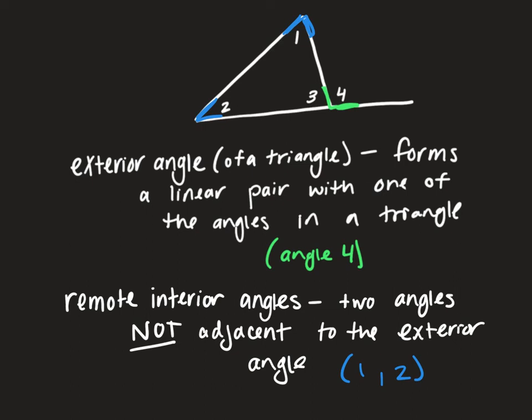Right, so we could technically draw an exterior angle from any point in this triangle. If my exterior angle was down here, and I extended this out and said this was angle 5, then if we're talking about angle 5 as the exterior angle, the remote interior angles would be 1 and 3. So it's whatever two angles aren't touching the exterior one that we're talking about.